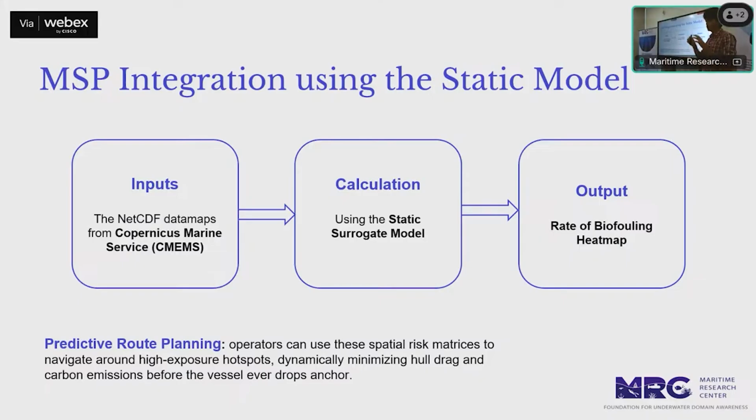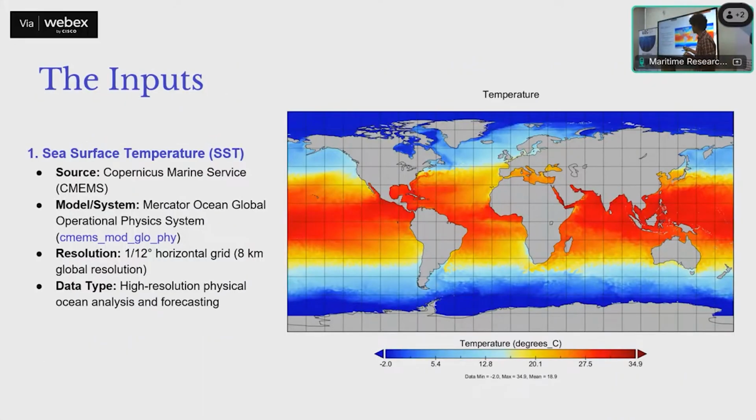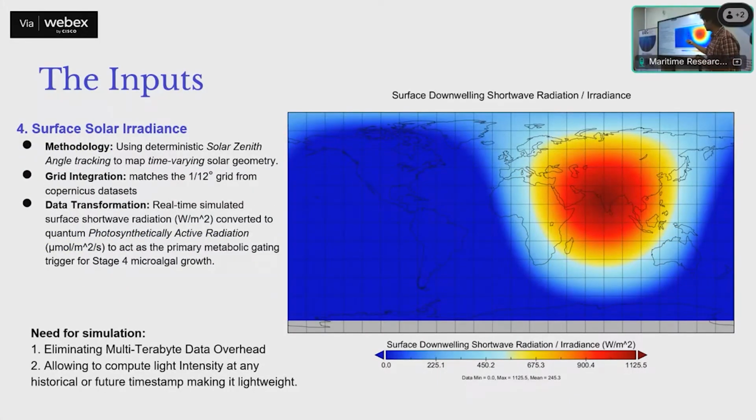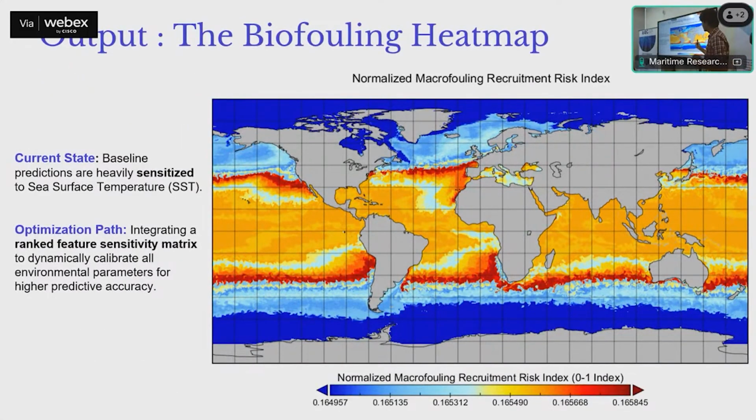I wanted to create a heat map of where the hotspots of biofouling are. So what I did is I took satellite data maps from Copernicus, and I used the surrogate model to calculate the rate of biofouling heat map. The inputs were sea surface temperature, then nitrate concentration, then larval supply, then solar irradiance. For solar irradiance, I didn't really need data. I just simulated it using a solar zenith angle model. That is way easier to do.